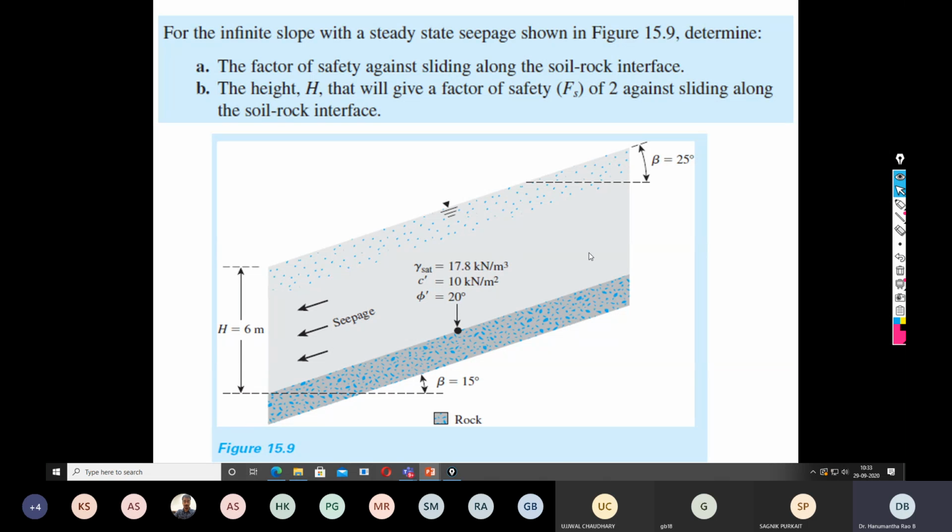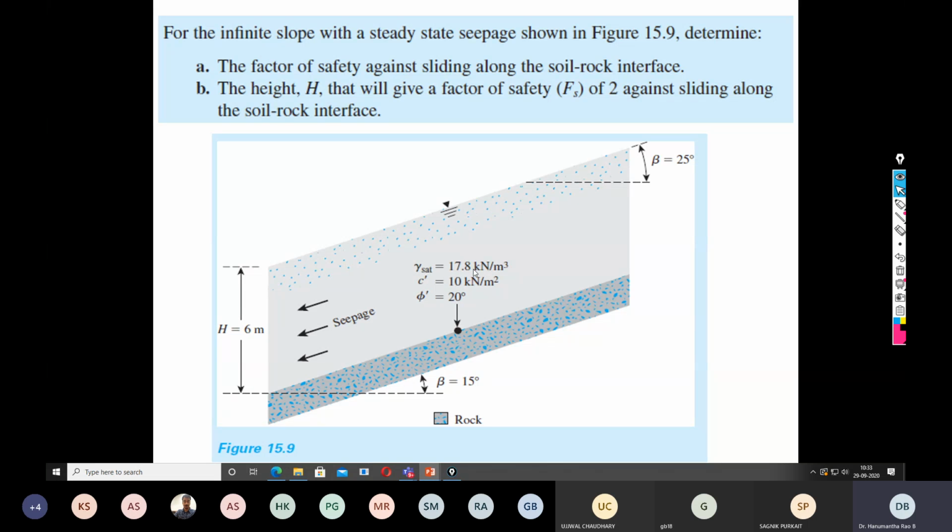Okay, so just try to note down this small sum. For the infinite slope with a steady state seepage shown in figure 15.9, determine the factor of safety against sliding along the soil rock interface. So this is a rock and this is the soil. The thickness of the soil is 6 meter, and it is completely submerged. The groundwater table is on the surface. So there is a seepage force.